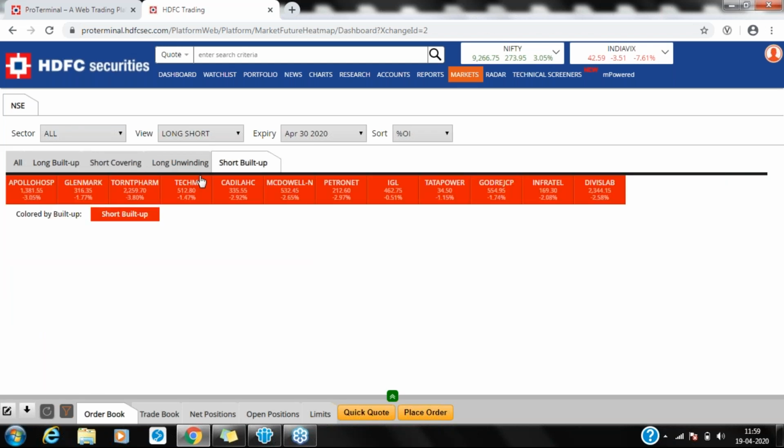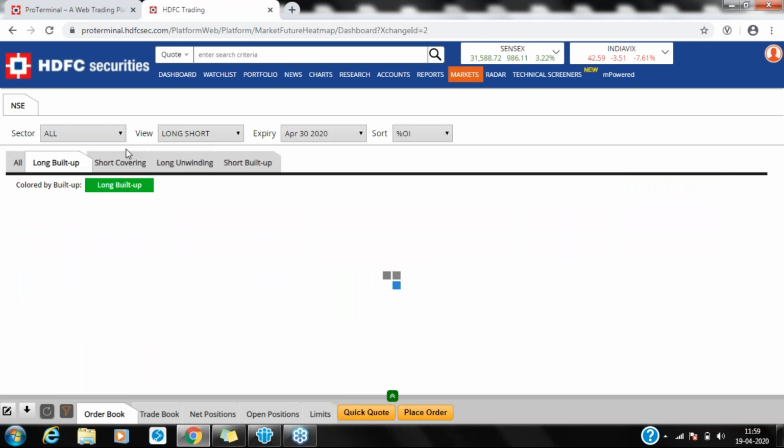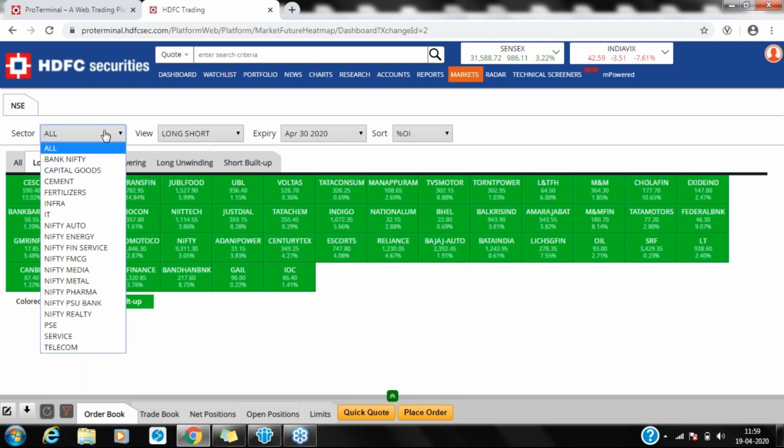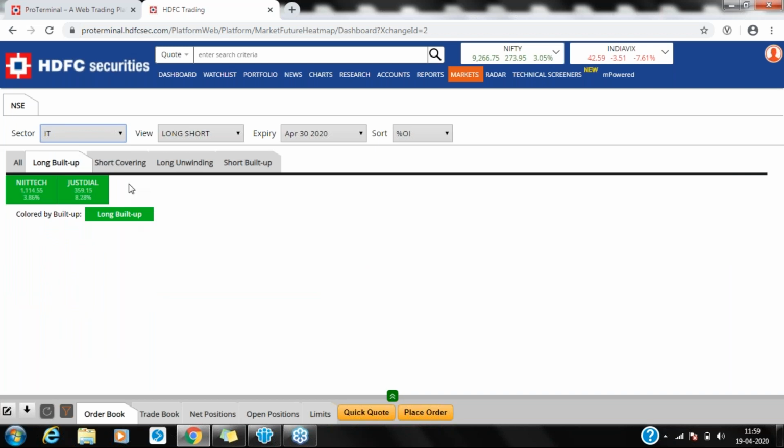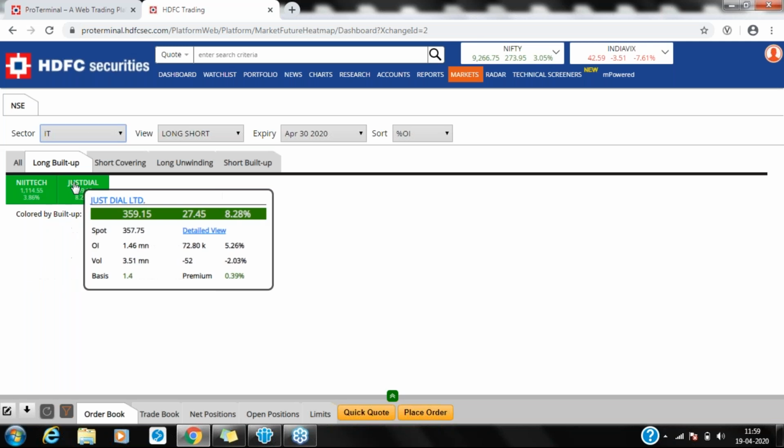Okay, I'm hopeful that this part is clear, and you can do the screener for a particular sector also. Let's suppose you don't want a screener for the entire market, you want it for a particular sector, you can do that. You can select IT, and then only the IT stocks which are giving you a long build up will come up.